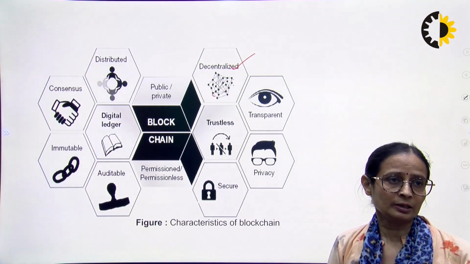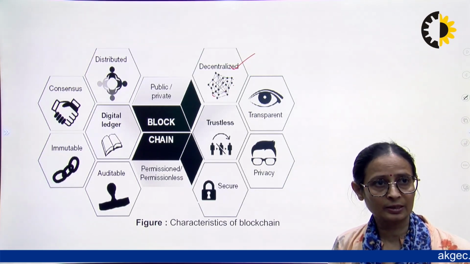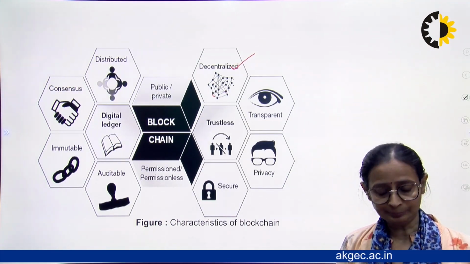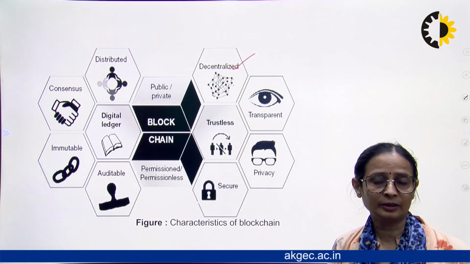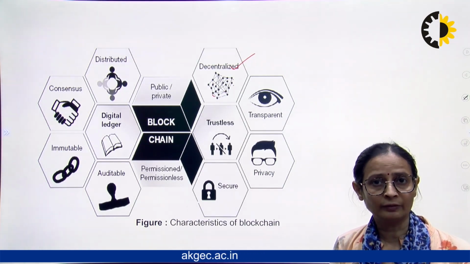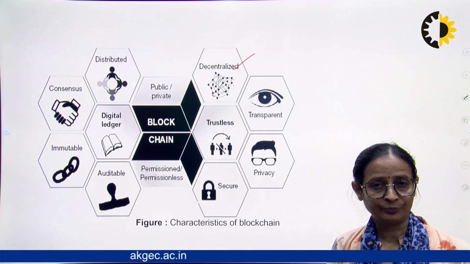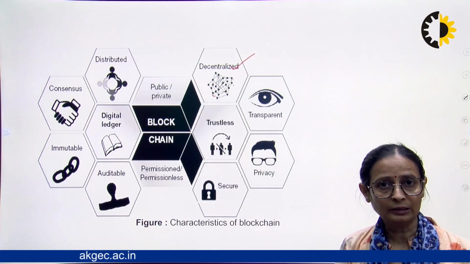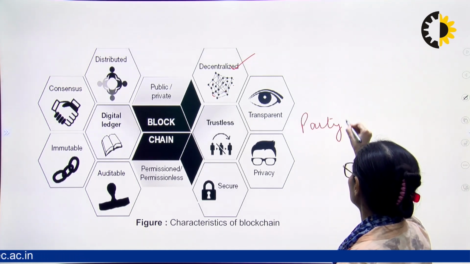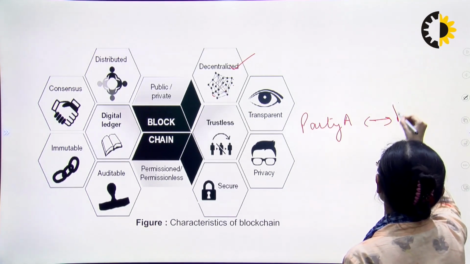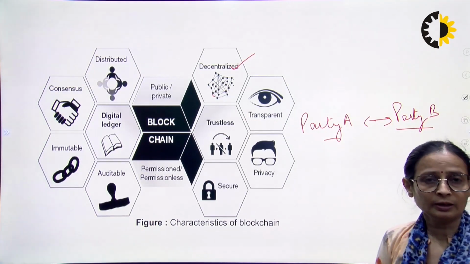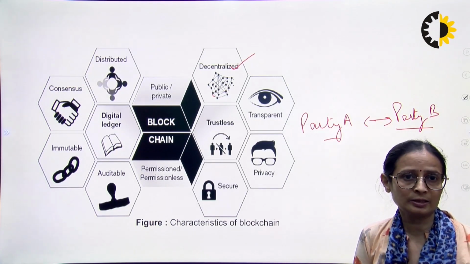This ledger works in a trustless environment, that is, among trustless parties. Basically, blockchain is implemented in a trustless environment where we require to have trust among the parties. What does this imply? For example, party A wants to collaborate with party B, but there is no trust between A and B, but their cooperation is required.